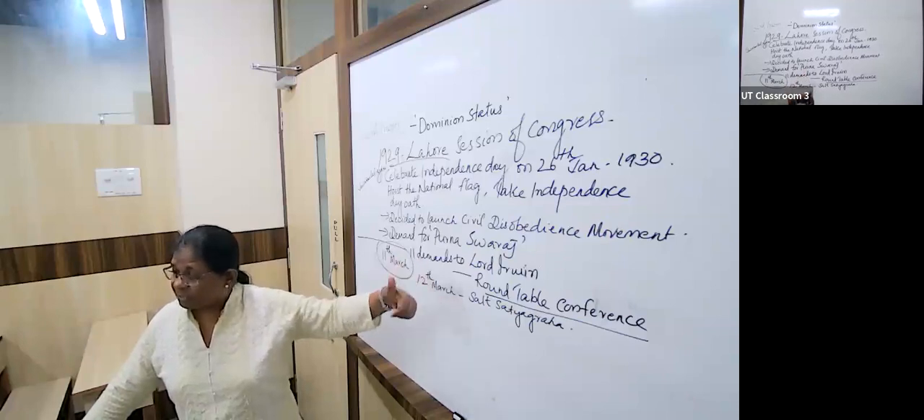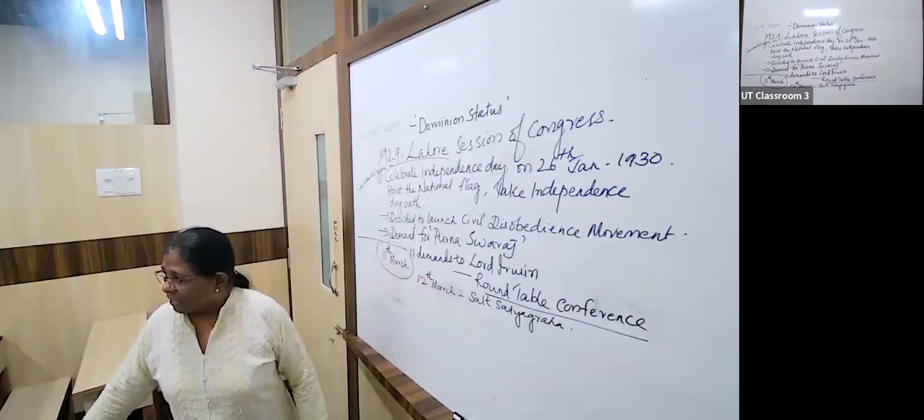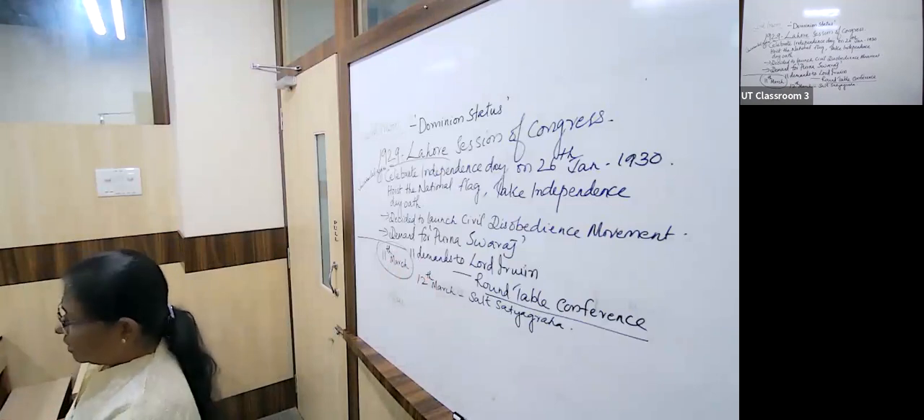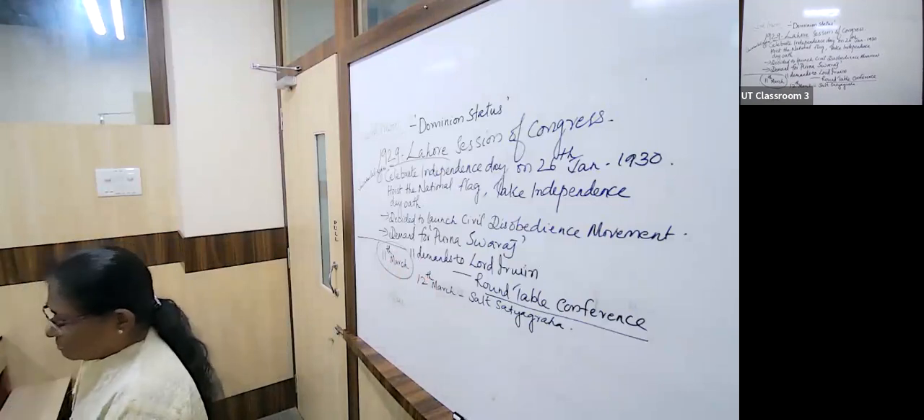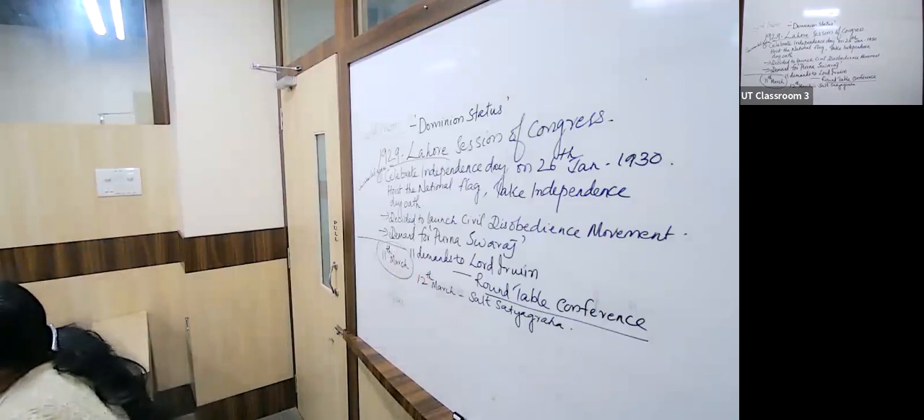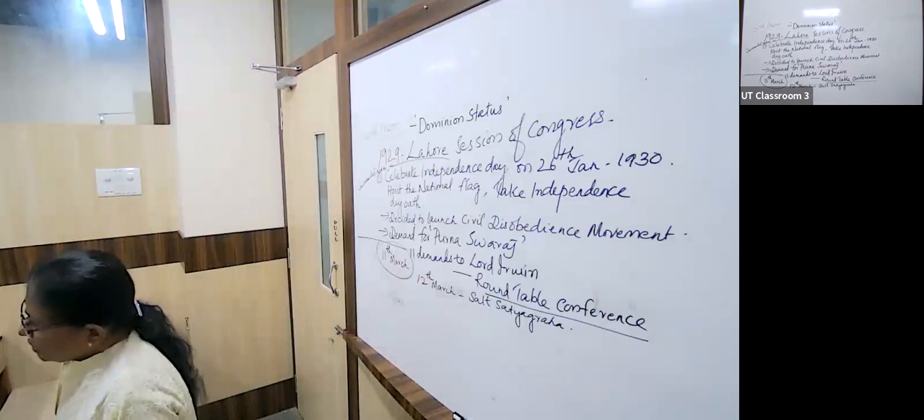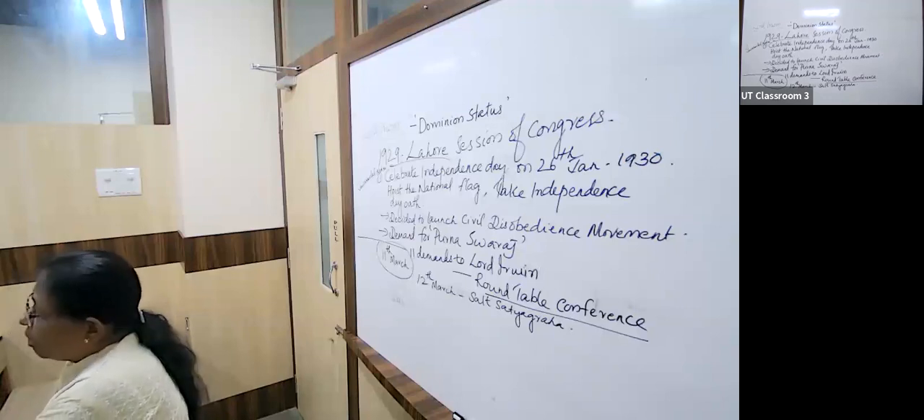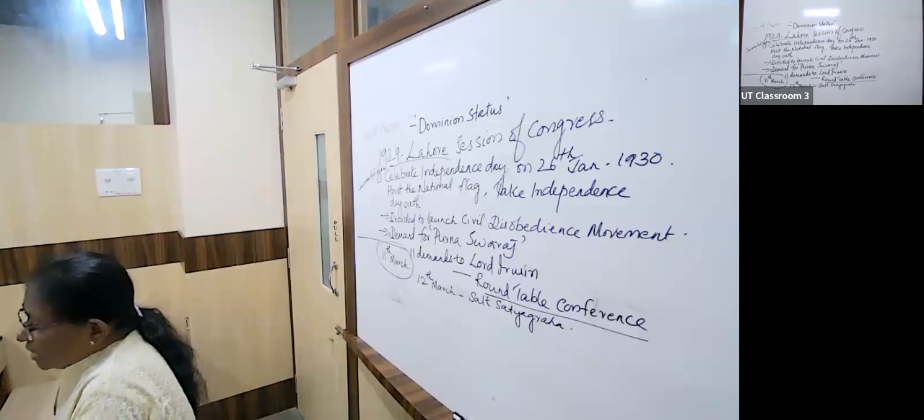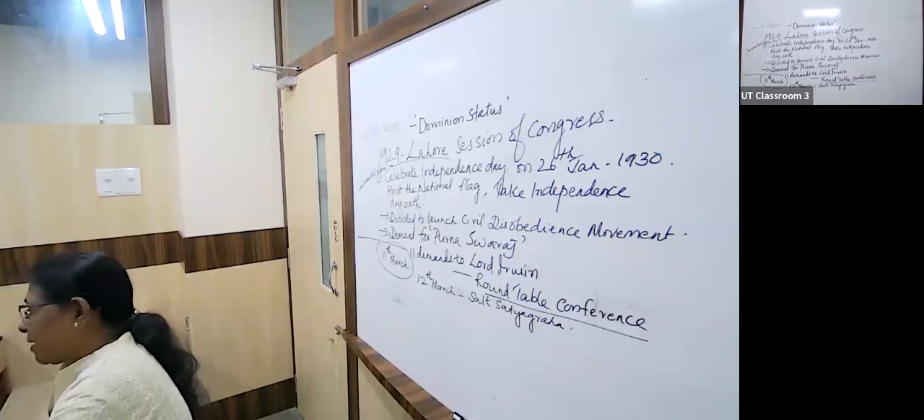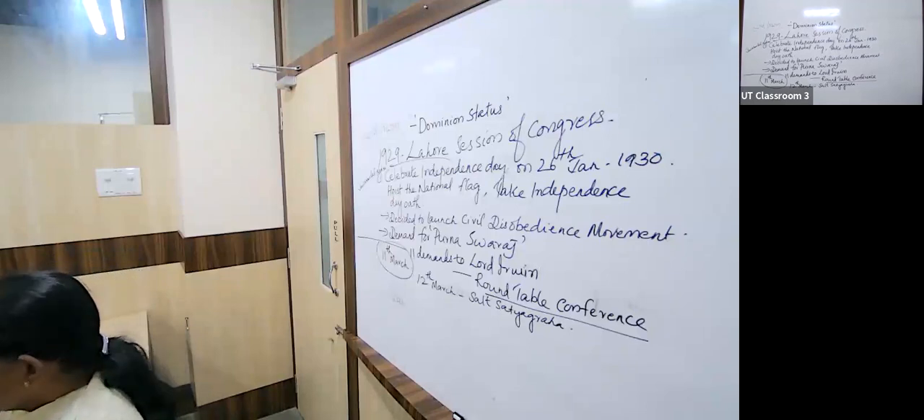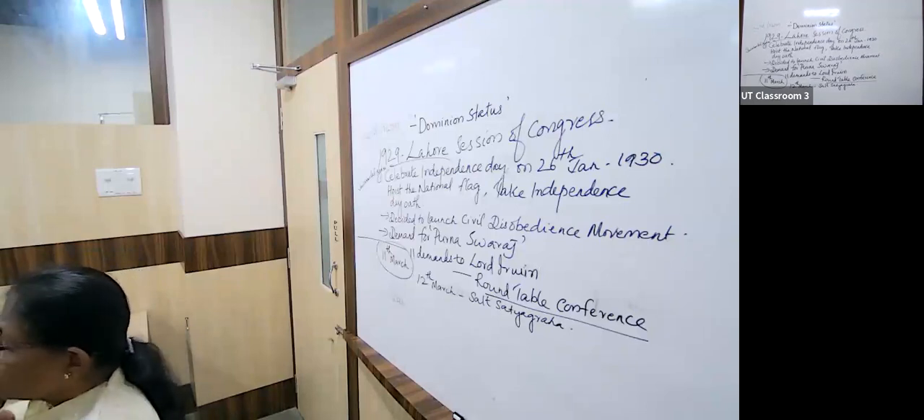Now, what is salt satyagraha? Salt march or Dandi march. Why did he take salt as a means to protest? Everyone needed salt. The British imposed a tax on salt, and it was the monopoly of the British to make salt. You might have heard that salt is made by the natural process of evaporation.